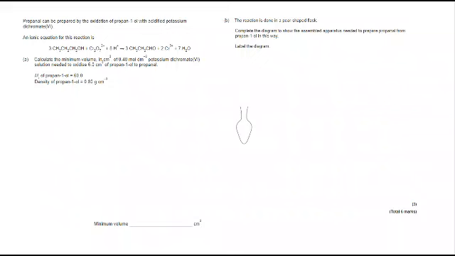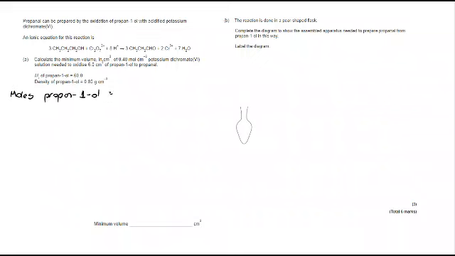Okay, so here we have propanal, which can be prepared by the oxidation of propan-1-ol with acidified potassium dichromate(VI). We have an ionic equation which is provided, and we're calculating the minimum volume in cm³ of 0.4 molar potassium dichromate(VI) needed to oxidize 6 cm³ of propan-1-ol to propanal. We're given the Mr of propan-1-ol and the density of propan-1-ol. So let's have a look at how we're going to work through this calculation.